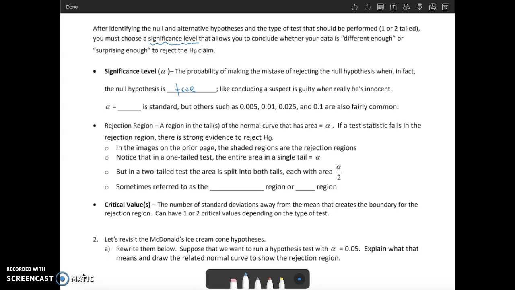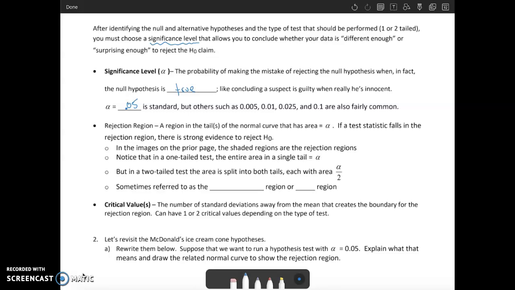So we'd like to minimize that as much as possible, but again, we'll never be able to make it completely foolproof. We would never be able to get an alpha value of 0. The alpha value of 0.05, so a 5% probability of making this kind of mistake, is pretty standard. That's the one you'll see the most often.